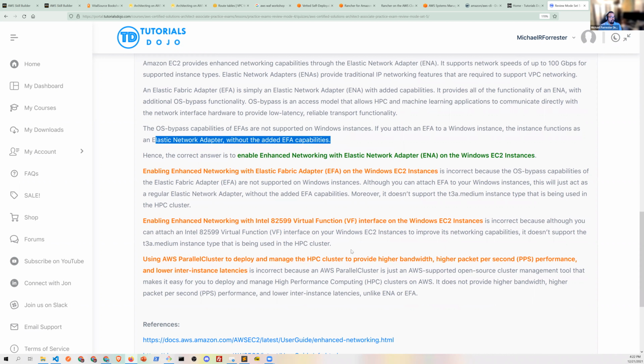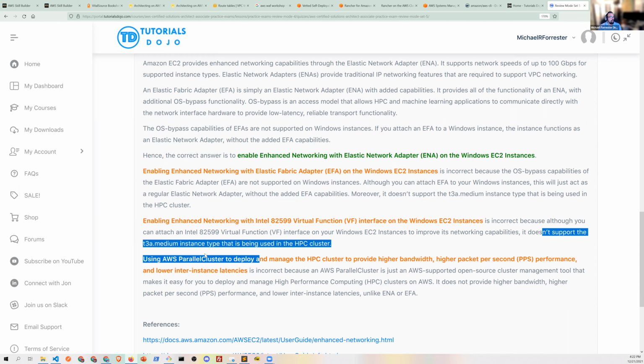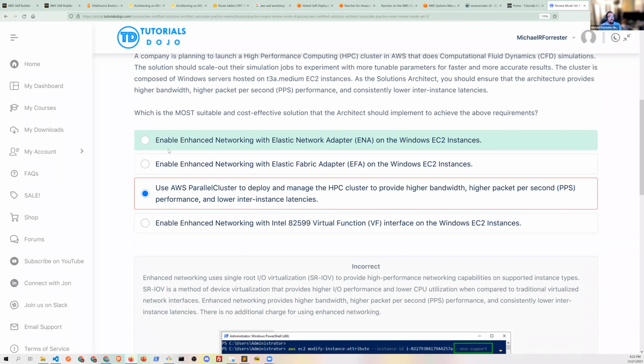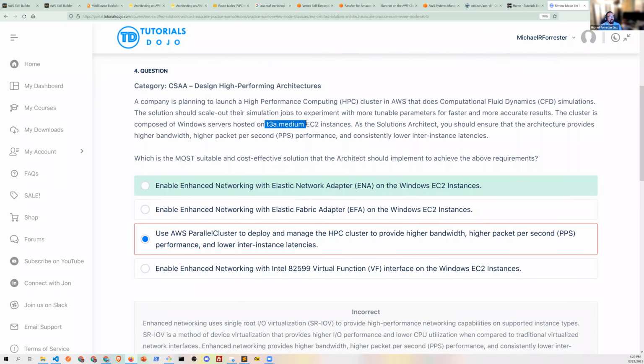This one, by the way, the virtual function interface, this is actually a function of not being supported by the actual size of the box. Where does it say this? It doesn't, yeah, it doesn't support the actual T3 medium type. So this is a lot of low level detail. And so notice that in this case, you're probably just going to have to go through and eliminate the systems in question. But you would have to know, one, what this supports, right? In order to get that correct.